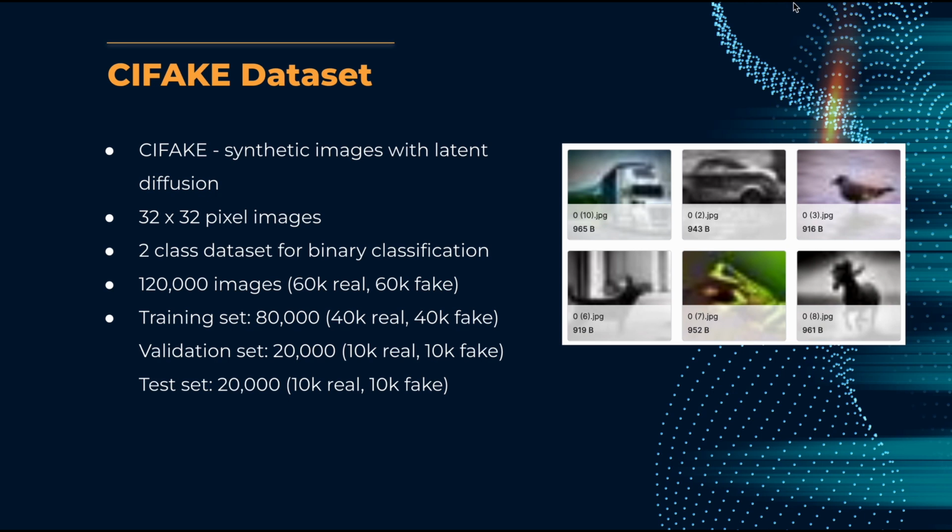They are randomly divided into our training set, validation set, and test set, making sure that each set has an equal number of real and AI-generated images in it. For the training set, we have 80,000 images, equally divided between real and AI-generated images. For both the validation and test set, we have 20,000 images each, which are equally divided as well. The dimensions of each image are 32 by 32 pixels.